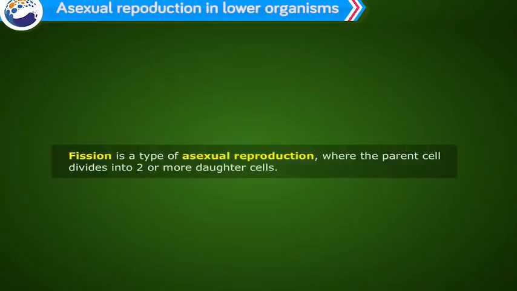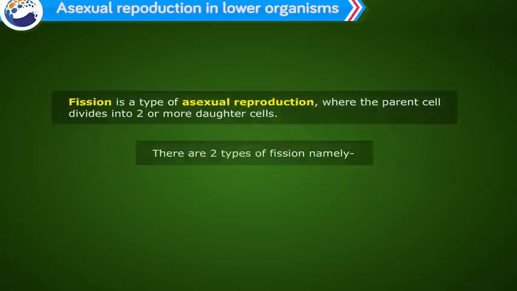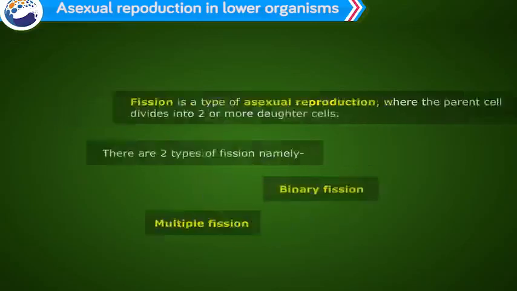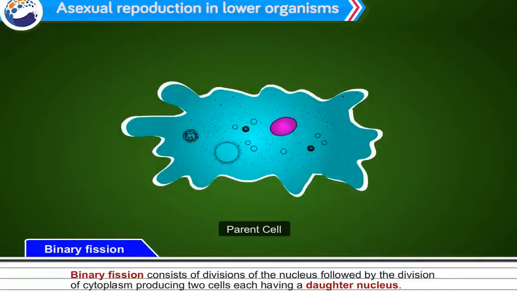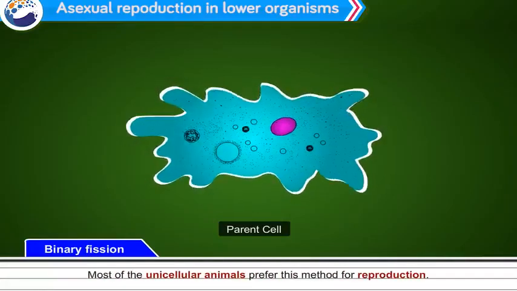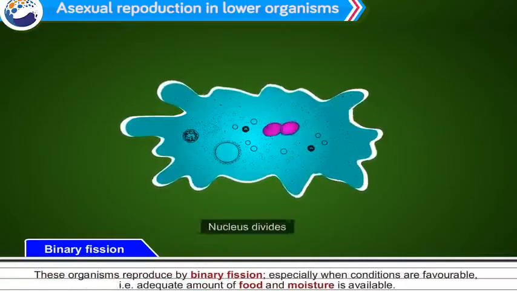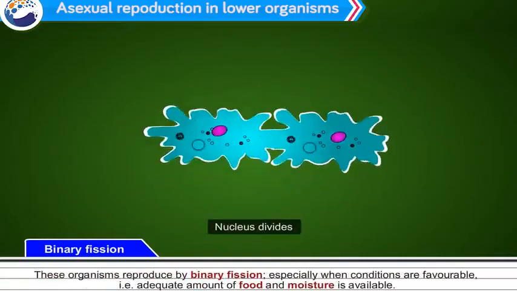Fission. Fission is a type of asexual reproduction where the parent cell divides into two or more daughter cells. There are two types of fission, namely binary fission and multiple fission. Binary fission. Binary fission consists of divisions of the nucleus followed by the division of cytoplasm, producing two cells, each having a daughter nucleus. Most of the unicellular animals prefer this method for reproduction. These organisms reproduce by binary fission, especially when conditions are favorable, that is, adequate amount of food and moisture is available.